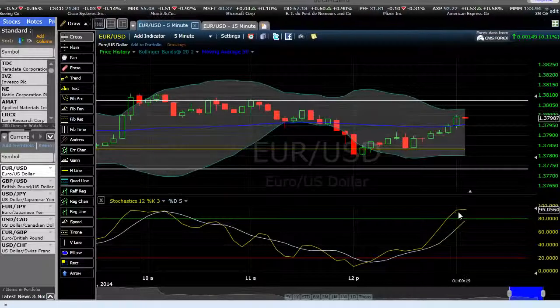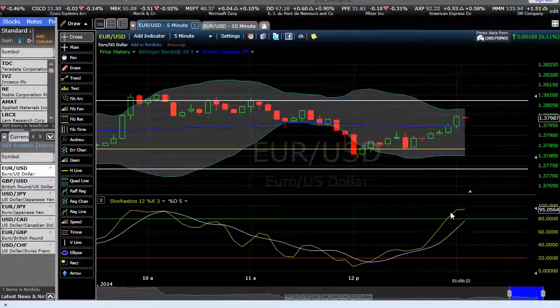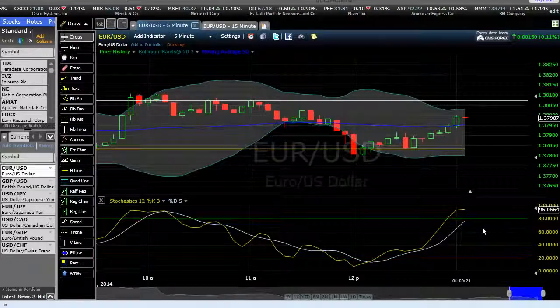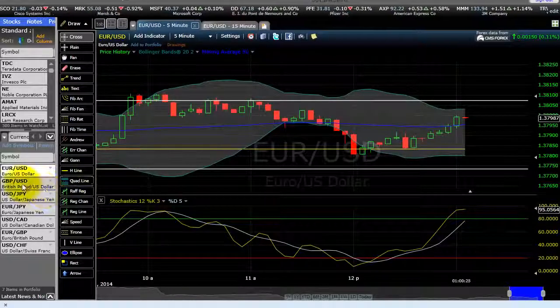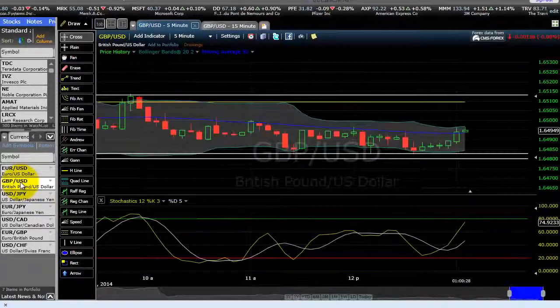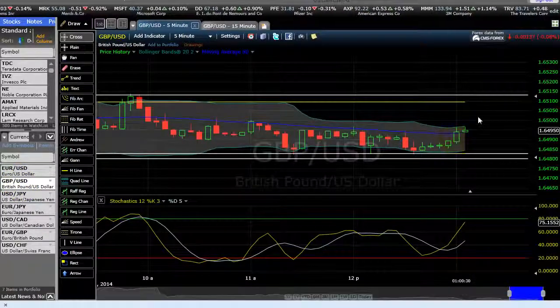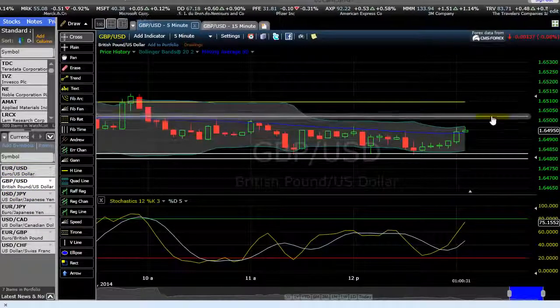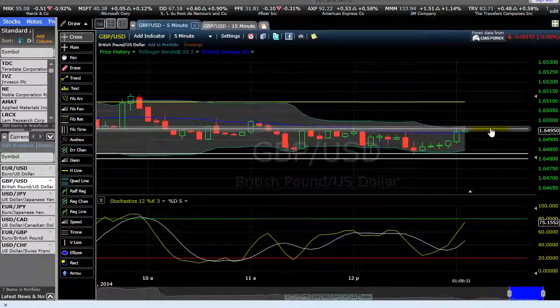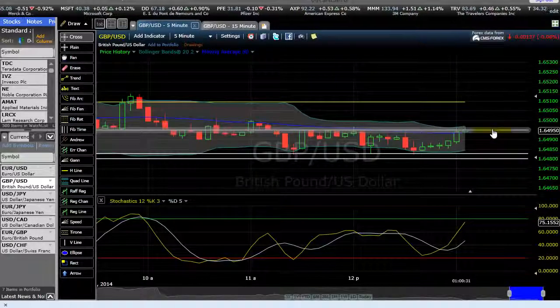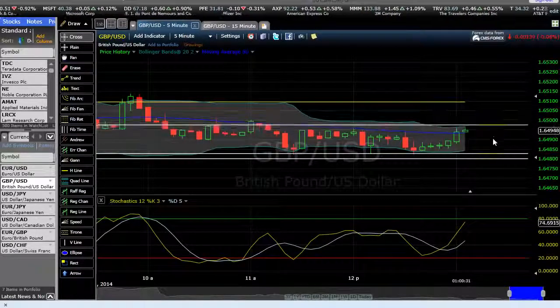You can see the stochastics is up above the green line. There's a good opportunity for it to reverse back down. We're just going to give it a little bit of time. All right, this one again was pretty good, the Great British Pound USD. It's an opportunity for us to possibly place a bet downwards.